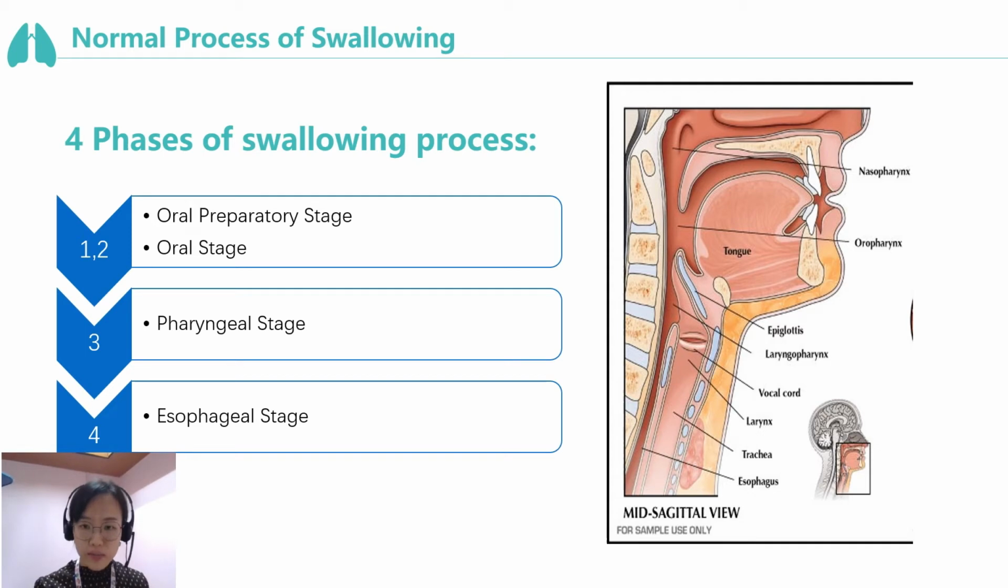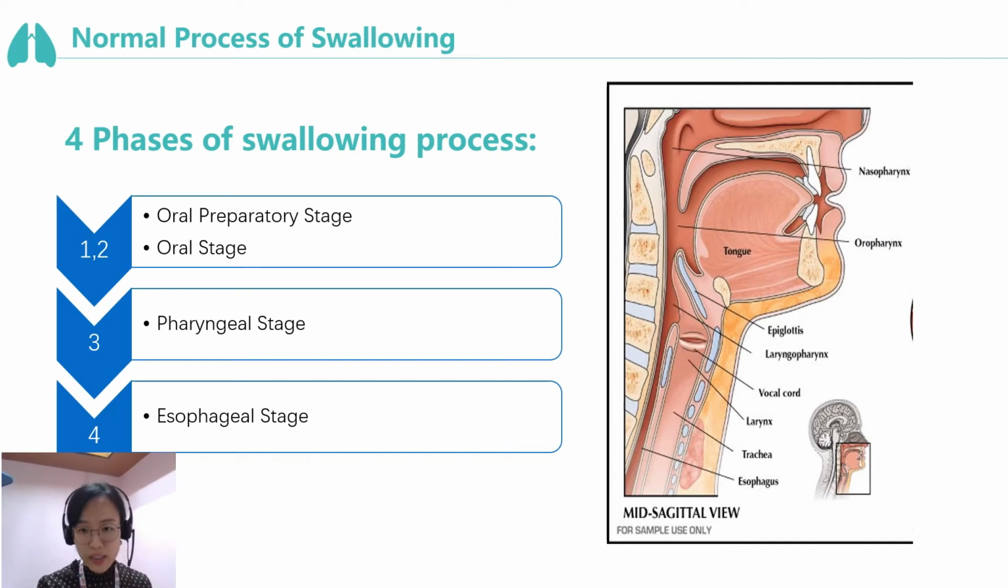Further downward, to the back of the tongue, this pocket we call valleculae, and behind valleculae you will have epiglottis. The epiglottis function is to cover the airway so that the food or liquid doesn't go into the airway.